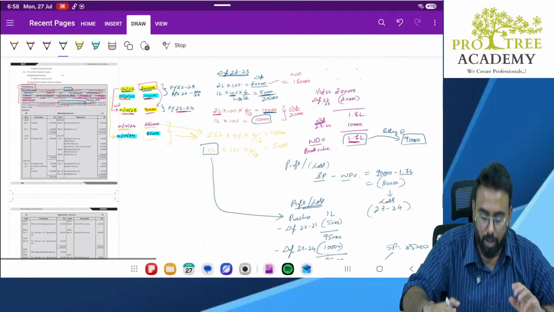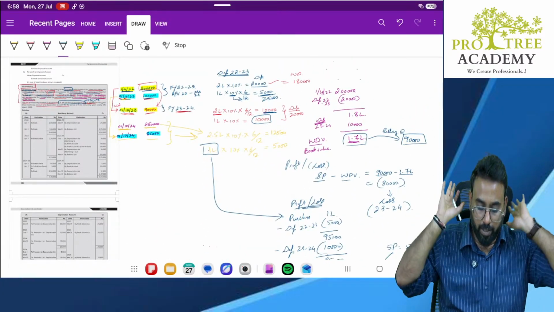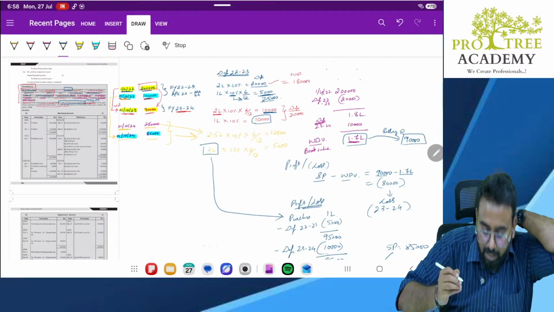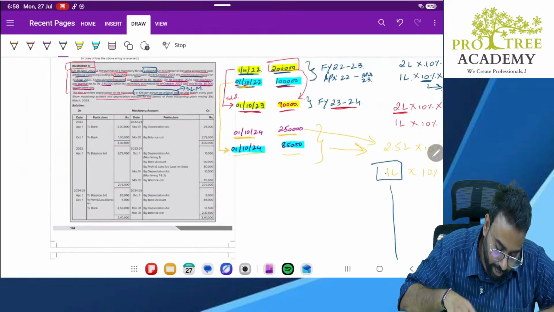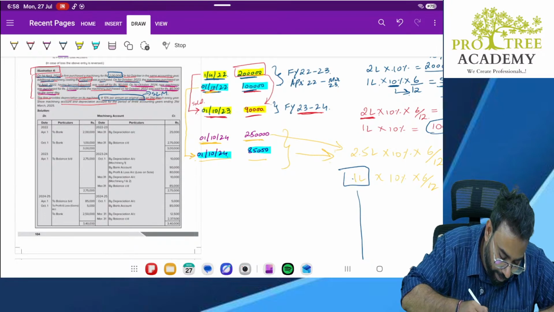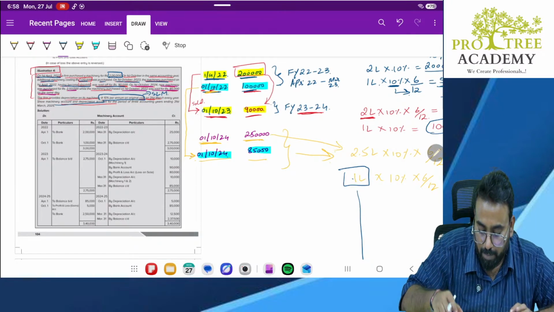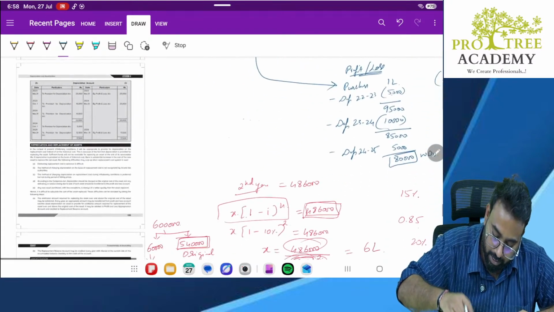Yes? So now we have made all the working notes. We calculated depreciation. We calculated loss or profit. Everything is calculated. Now what have they asked us? They have asked us to prepare machinery account and depreciation account. Shall we prepare it? Yes? Okay.